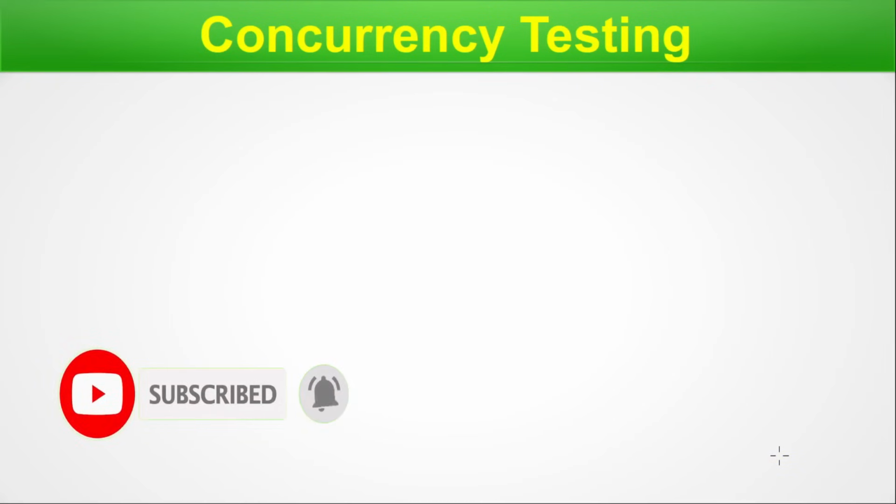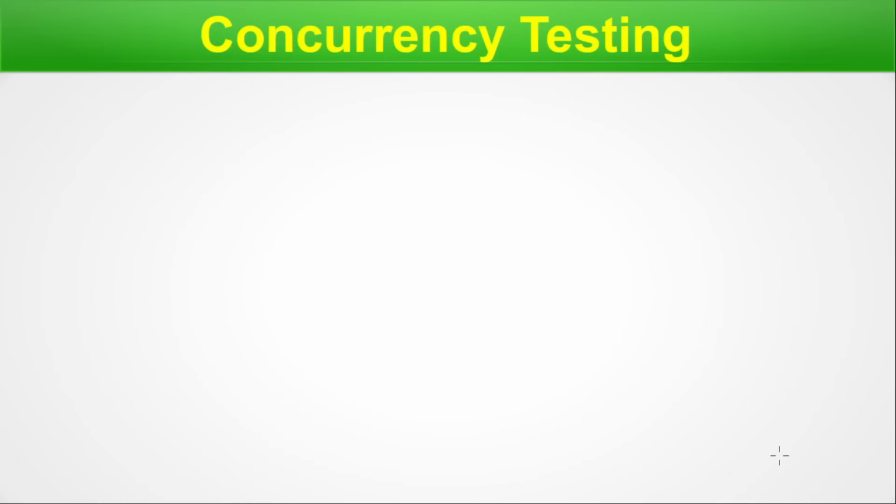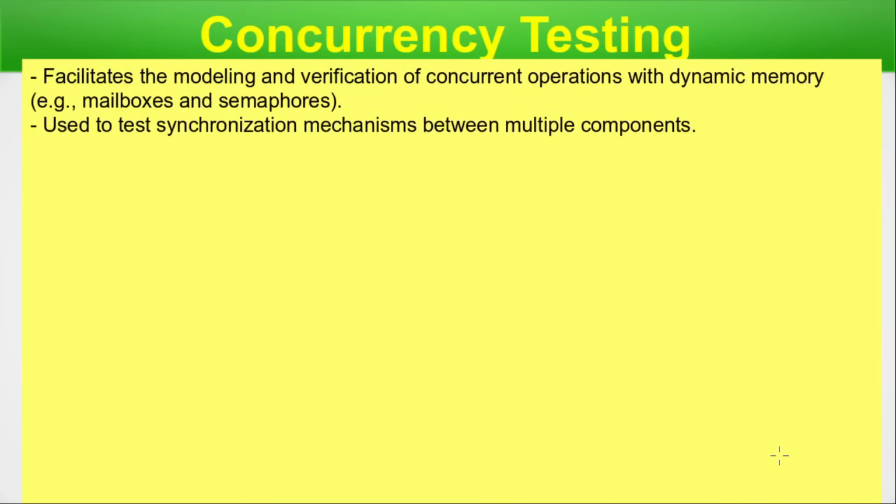Concurrency testing. Dynamic memory allocation also supports concurrency testing. Mechanisms like mailboxes allow safe communication between parallel processes. Thus, it facilitates the modeling and verification of concurrent operations with dynamic memory, that is mailboxes and semaphores. These concepts you will become familiar with later when we go for the SystemVerilog for verification paradigm. It is used to test the synchronization mechanisms between multiple components. Now let us see some example.